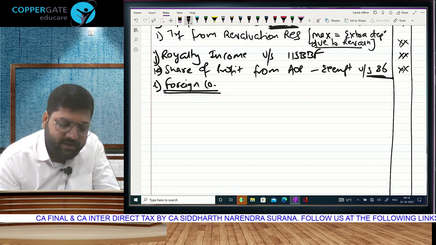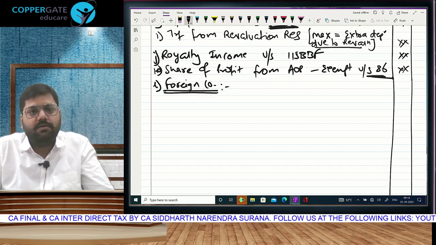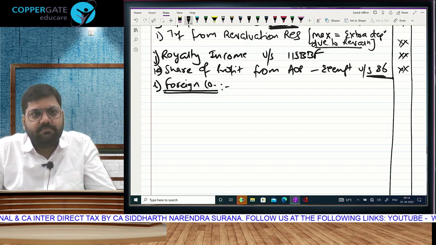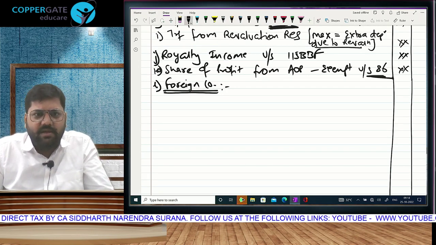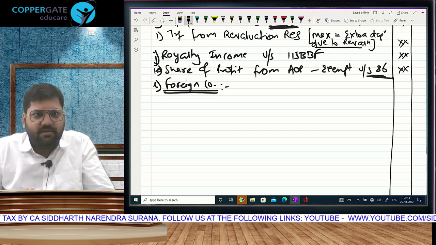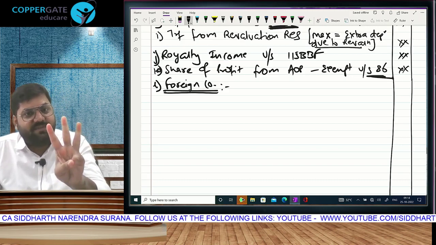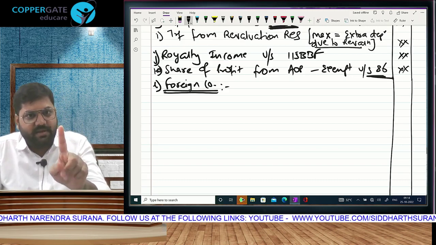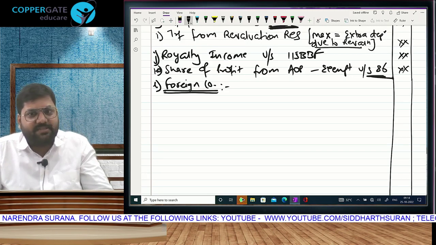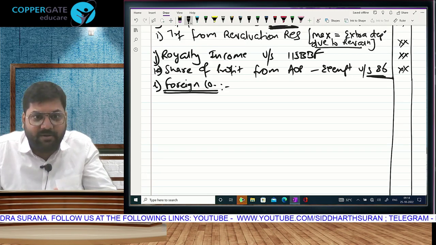So for a foreign company, MAT is applicable anyways, or is it not? Is a foreign company liable for MAT? Yes it is. There are 3 companies which have immunity: those covered by DTAA with no PE, those with no DTAA and no registration, and presumptive taxation if opted. Otherwise all foreign companies are liable for MAT.